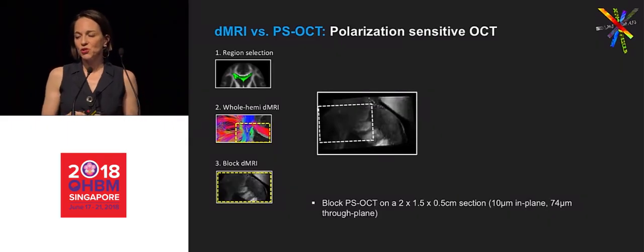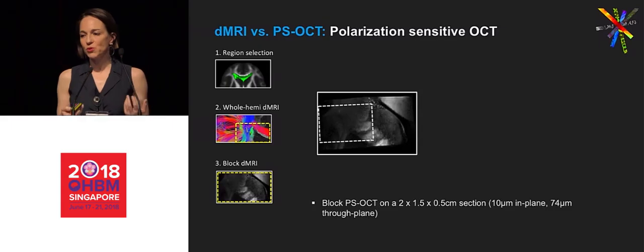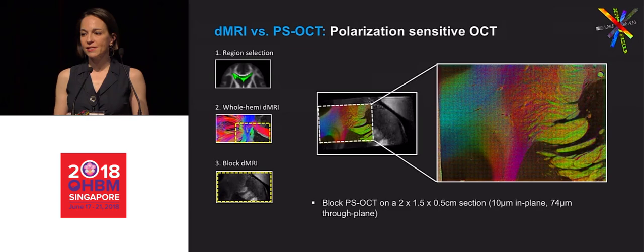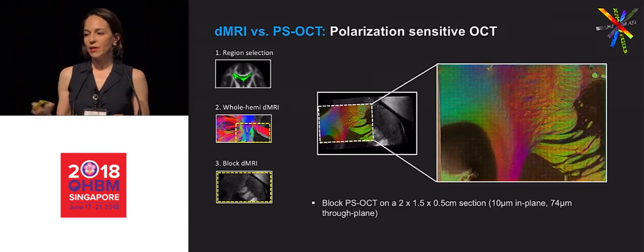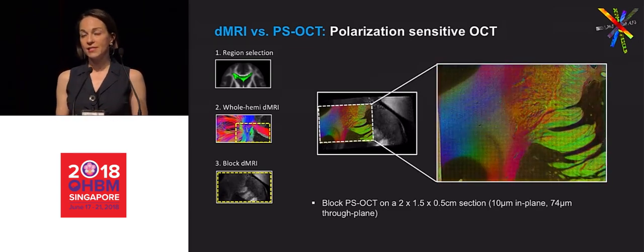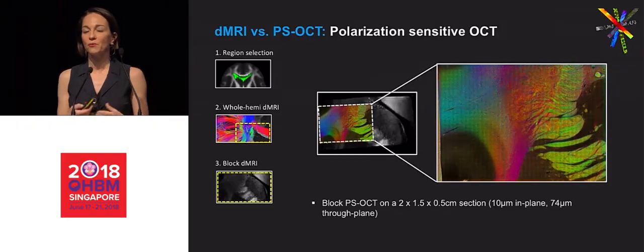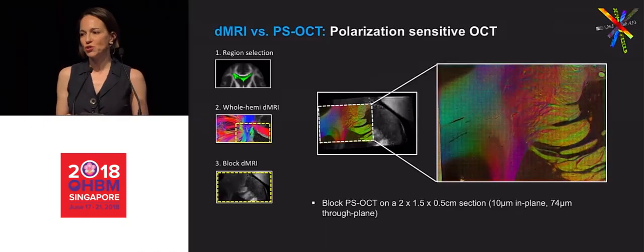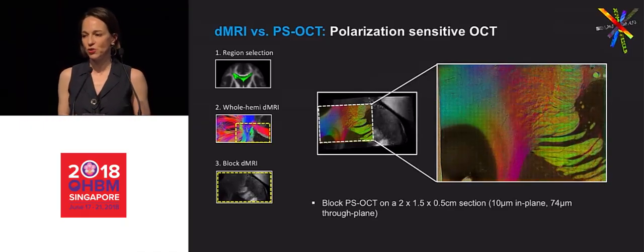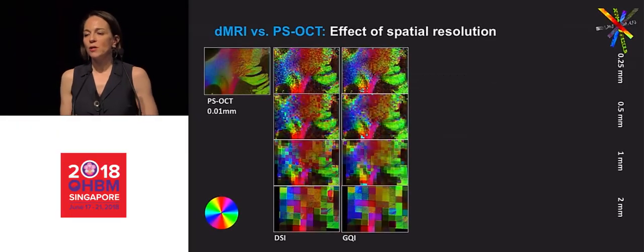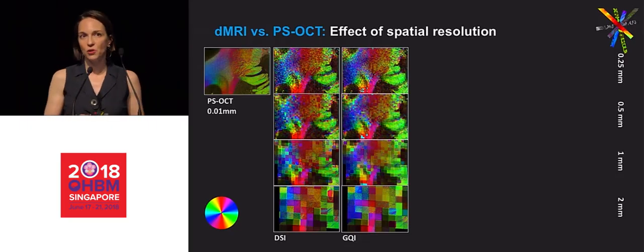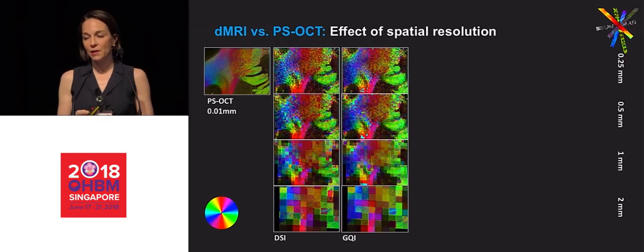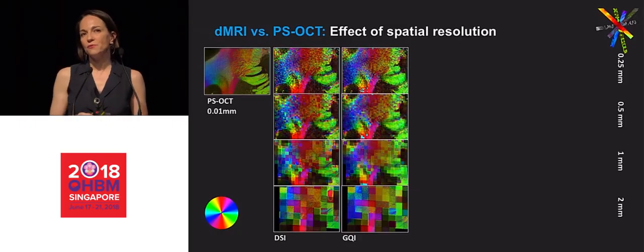So once we have the diffusion data, we find the most complex and most interesting area of the block, and we perform a PS-OCT scan on it. I'm showing here a scan that was collected with 10 micron in plane and 75 micron through plane resolution, and you can appreciate that the slices come out perfectly aligned to each other, so there's no histological nonlinear registration to do here. What I'm showing here is on the upper left, the PS-OCT measurements of the orientation of the optic axis at 10 micron resolution, and then the others are the diffusion orientations.